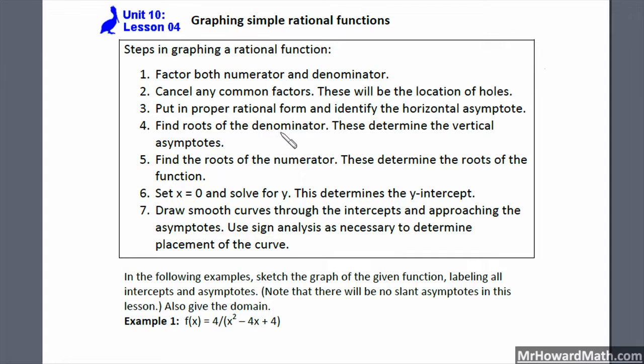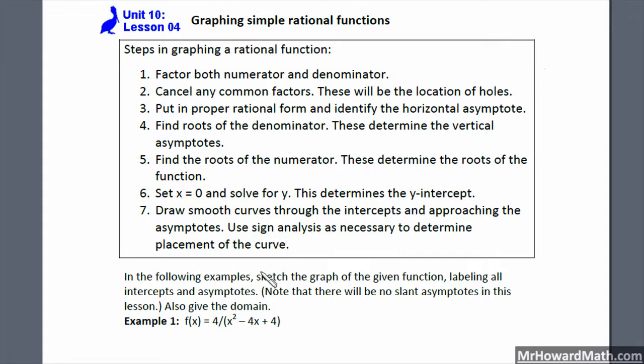Find the roots of the denominator. These determine the vertical asymptotes. Those are the ones that don't cancel. Find the roots of the numerator, and that'll give us roots of the function. In other words, the x-intercept, where it crosses the x-axis. Set x equal to 0 and solve for y. We'll get the y-intercept from that, just like with any function. And then draw smooth curves through the intercepts and approaching the asymptotes.